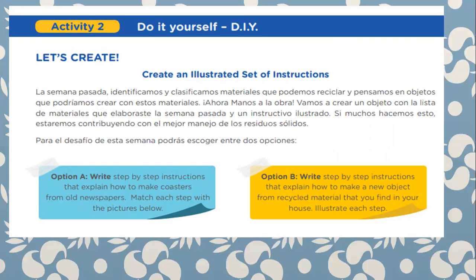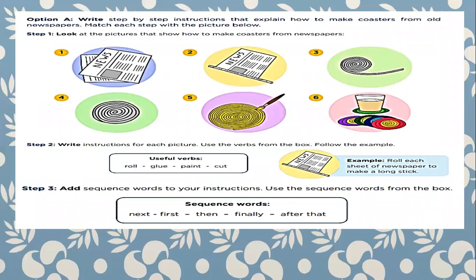Okay, let's see option A. If you decide to do option A, you have to write step-by-step instructions that explain how to make coasters from old newspapers. Match each step with a picture below. Step number 1, the first instruction: look at the pictures that show how to make coasters from newspaper. You have to look at the pictures.